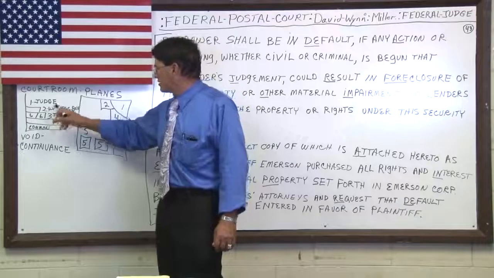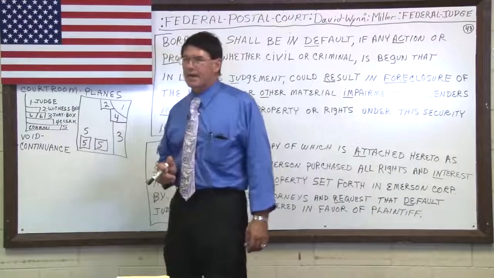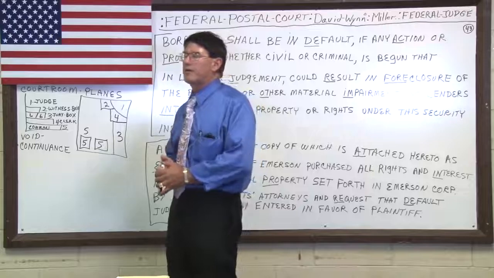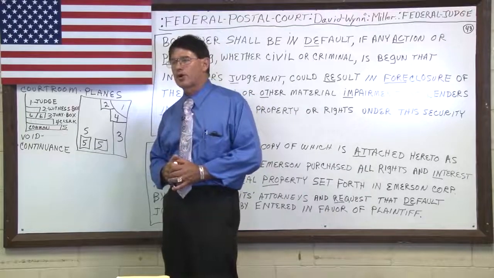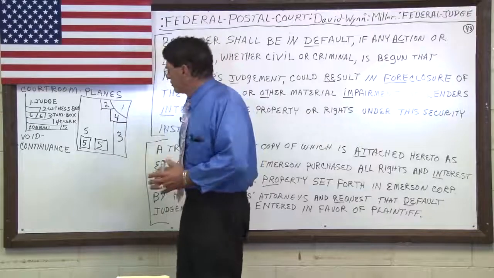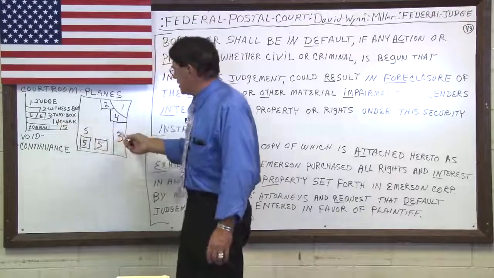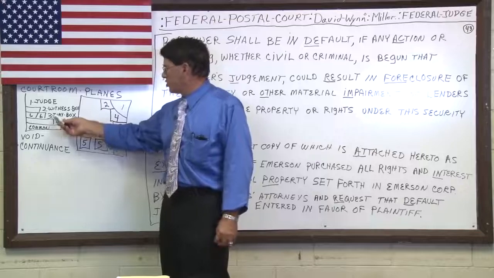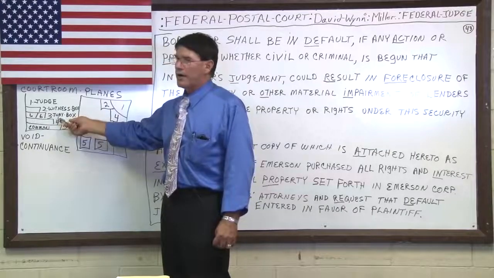Then they ask the witness to come up and stand inside a box. A witness box is an area where the witness cannot be heard or seen and cannot present evidence. The jury is plane number 3. A jury, J-U means outlaw or no law, and R-Y means contract.